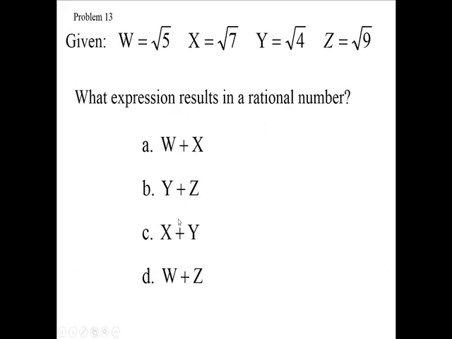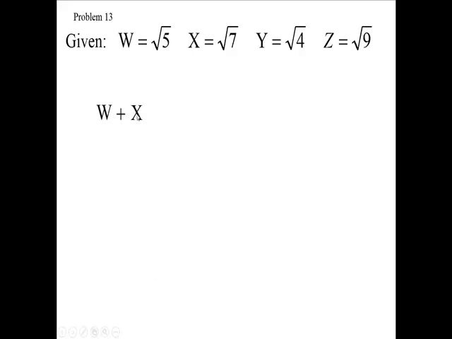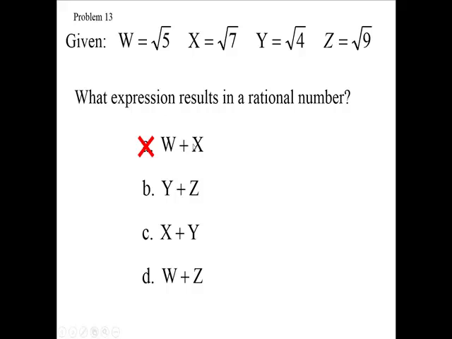Now, go back to our question here. Which expression results in a rational number? Let's look at the first one, w plus x. Now, w is square root of 5, which is irrational. It never repeats. If you add the square root of x to it, that never repeats. You can write it as a decimal, and it never repeats and never terminates. This is going to be irrational. When you add 2 irrationals, you get something that never repeats. Irrational. So we cross this off our list.